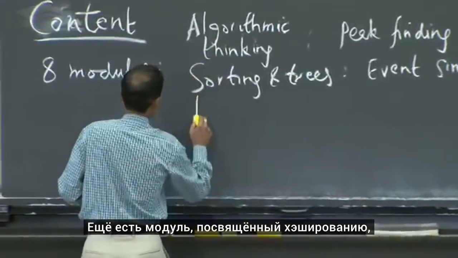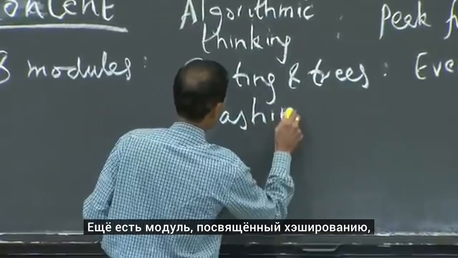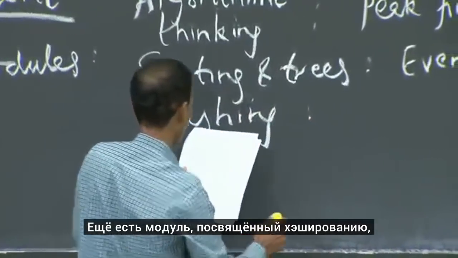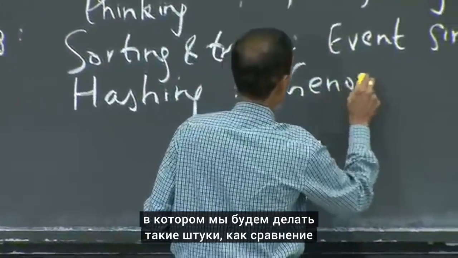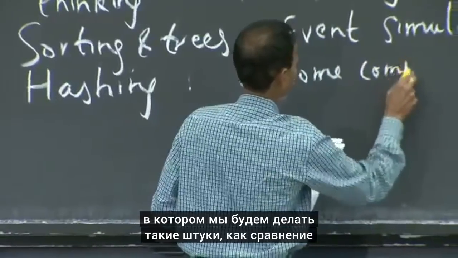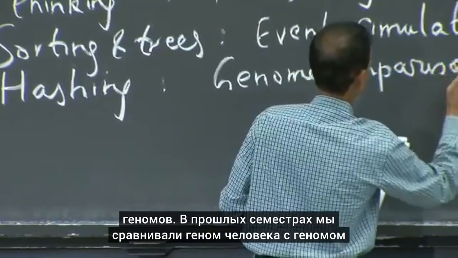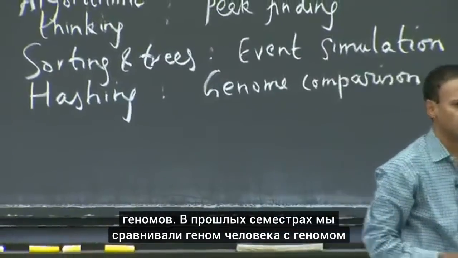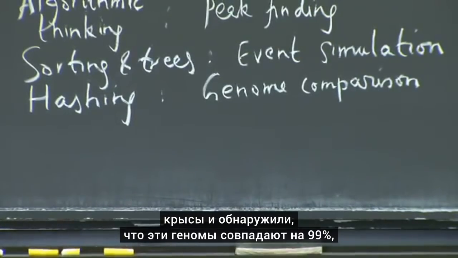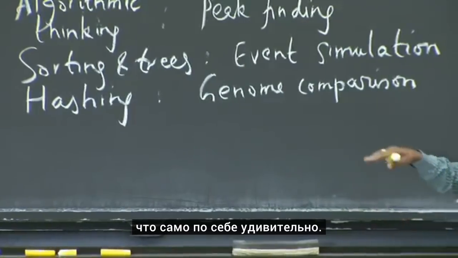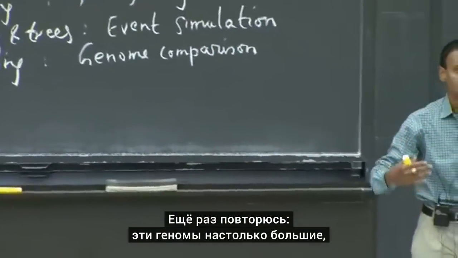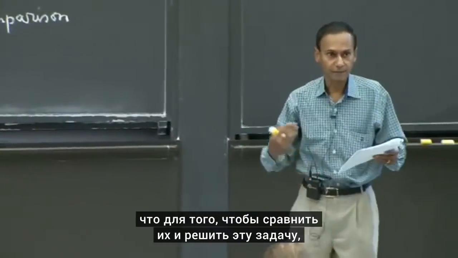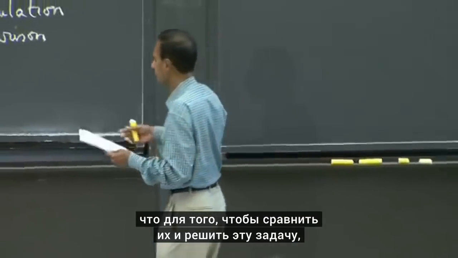And more quickly, we're going to have modules on hashing, where we'll do things like genome comparison. In past terms, we compared a human genome to a rat genome and discovered they were pretty similar, 99% similar, which is kind of amazing. But again, these things are so large that you have to have efficiency in the comparison methods that you use.